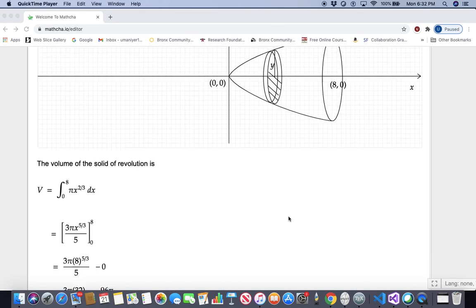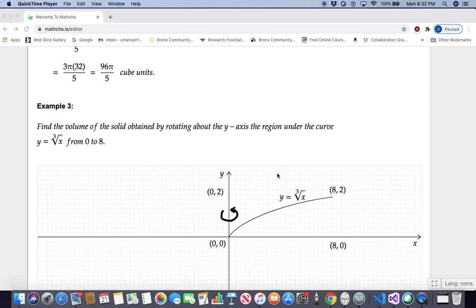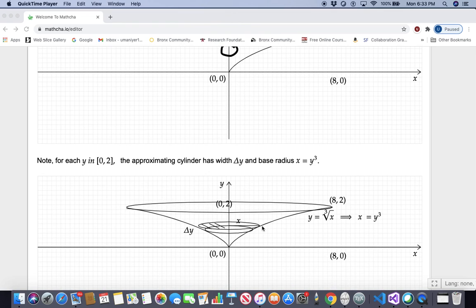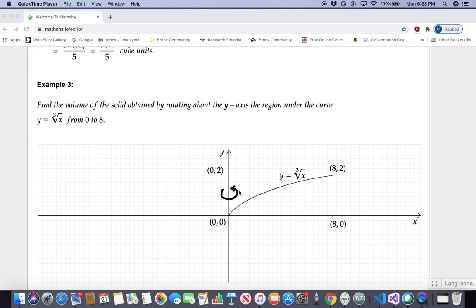Now let's look at the same region. Now you're going to take the same region, but you're going to rotate it about the y-axis. So notice what's happening here. I'm going to take the region and rotate it about the y-axis. So I'll come to this example in the next video.